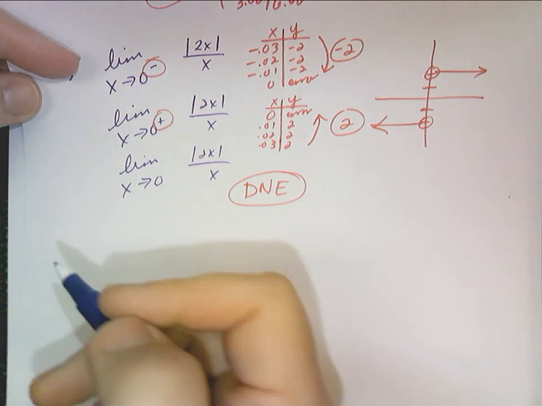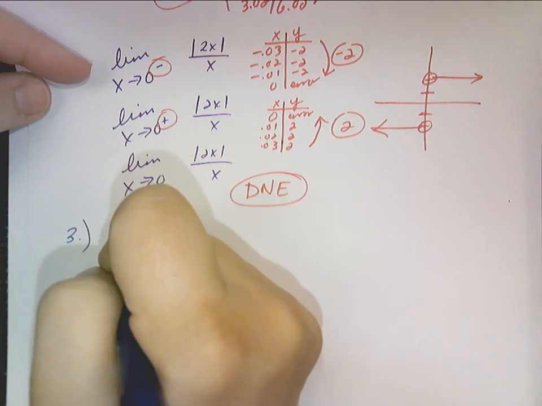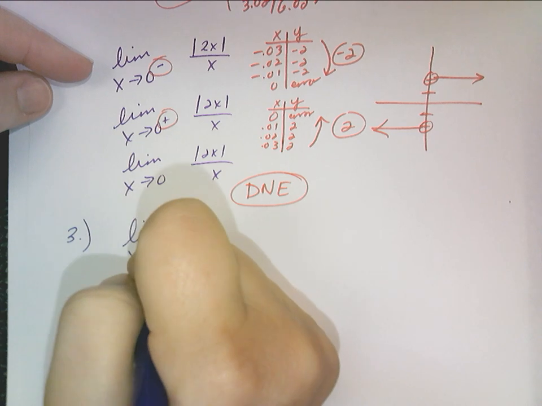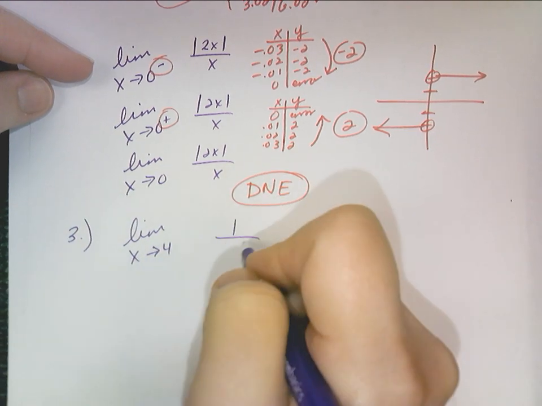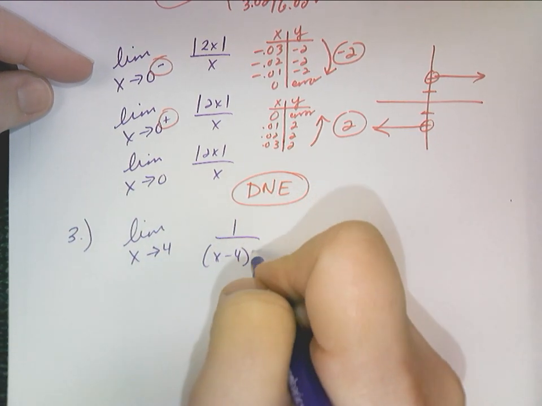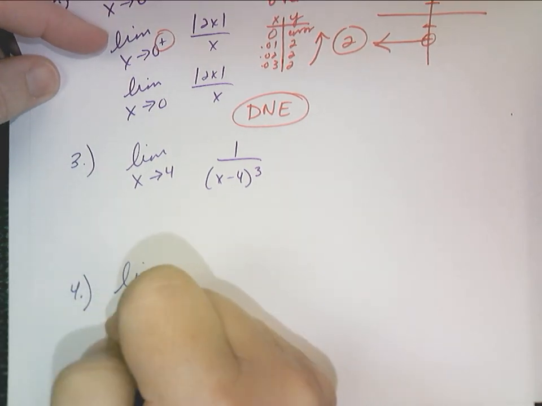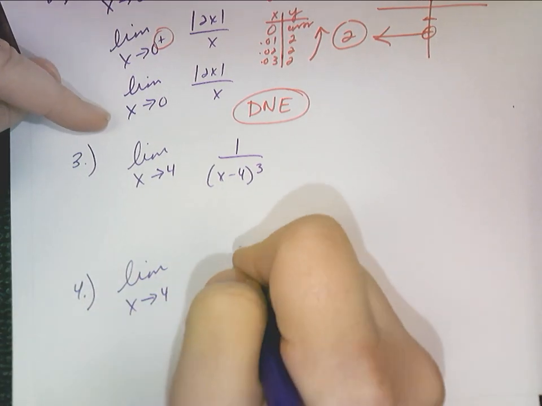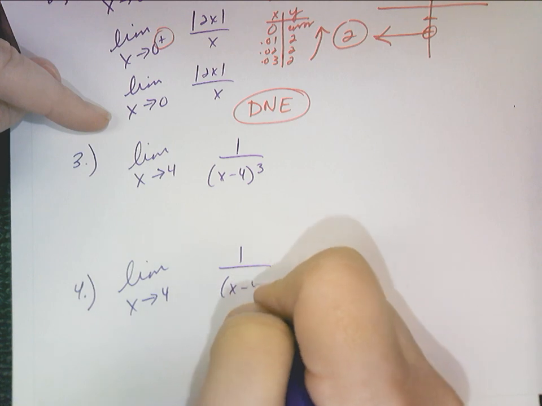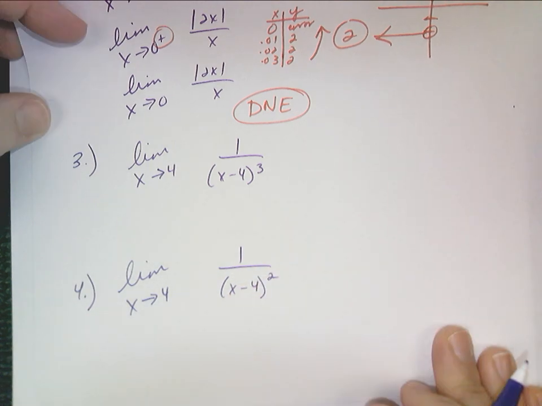All right, last 2, and then we're done. Here's another way that this can help you. The limit as x approaches 4 of 1 over (x minus 4) cubed. And this is the last one. The limit as x approaches 4 of 1 over (x minus 4) squared.